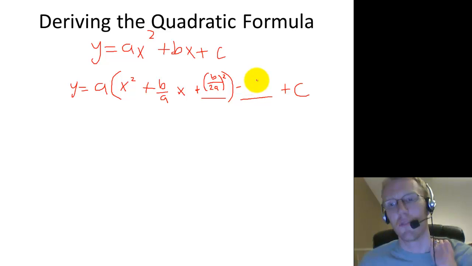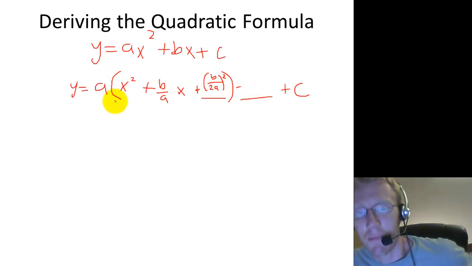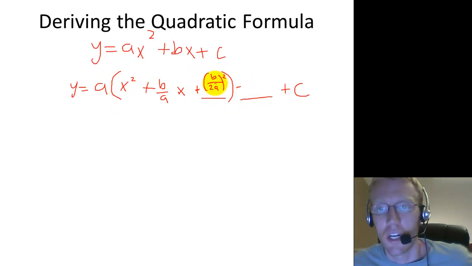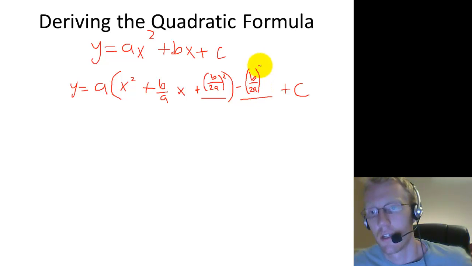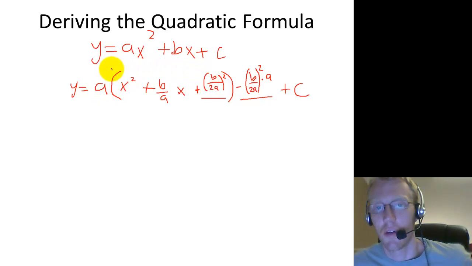Normally we would subtract the same thing we added, except this time it's in parentheses. So whatever number was here is going to get multiplied by the a value in the front. The thing that we're going to subtract is b over 2a squared times the a value, because it's multiplied into the parentheses. So the actual amount that we've added is b squared over 4a squared, or b over 2a quantity squared, times a.